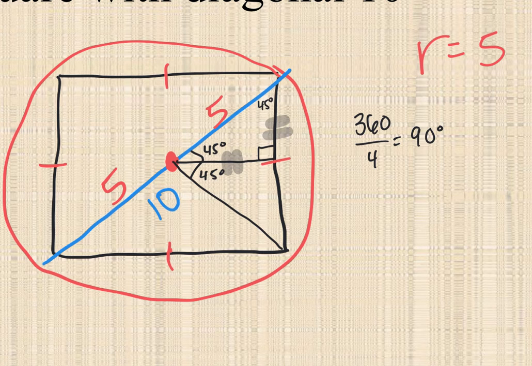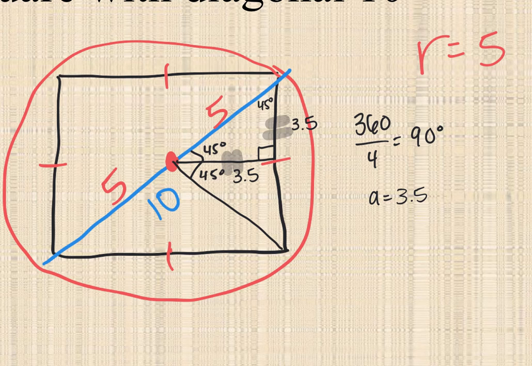Okay? And in order to figure them out, you can either take the sine or cosine of 45 and use that, or you can just do 5 divided by the square root of 2 to give you each of the legs. Let's do 5 divided by the square root of 2. And you should get that this length is 3.5. This is going to be the same, 3.5. So my apothem is 3.5.